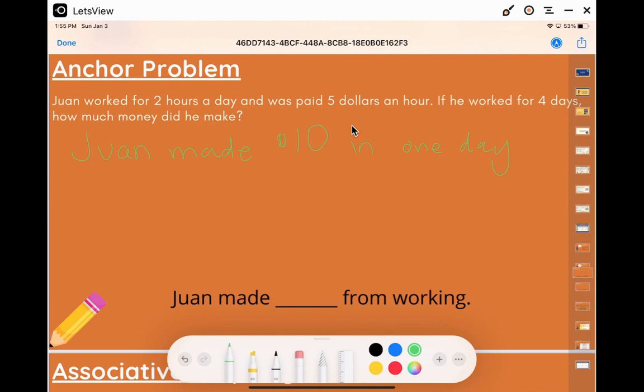Yesterday, we learned a lot of different strategies, and you could use any of those strategies to answer this question right now. We are trying to figure out how much Juan made in 4 days if we know that he made $10 in 1 day. Take a second and think about one of those strategies that you learned yesterday. And I want you to try to use that strategy to tell us how much Juan made from working and answer on the Nearpod.